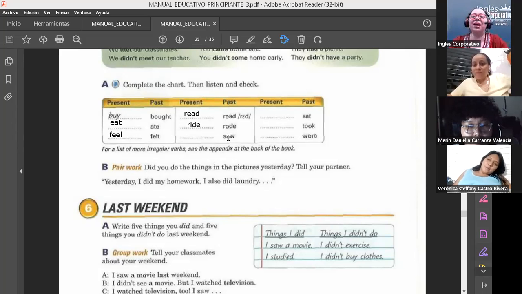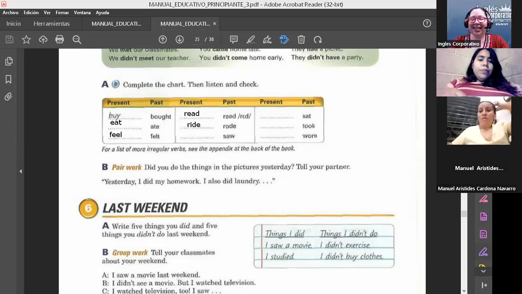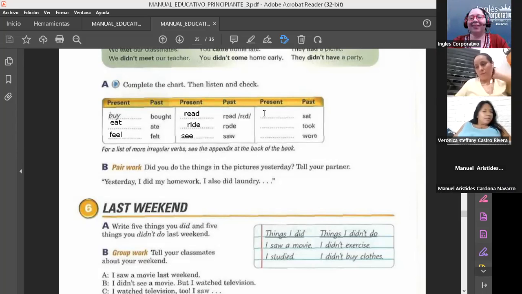So, what's the present of saw? C-T-S-E-E-W-E. Oh, okay, all right, ajá, yeah. Pero no es W, porque W es W, ¿verdad? Entonces decimos double, double E. Correct. What is the present of sat?